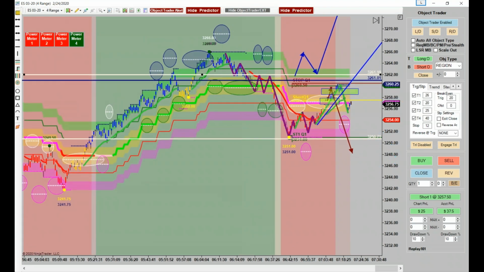Okay? Now, if you happen to see this happening in real time, you said, you know what, if that bar closes down, I might add one. Let's see if it does. It's testing resistance, isn't it? Little swing to the left.